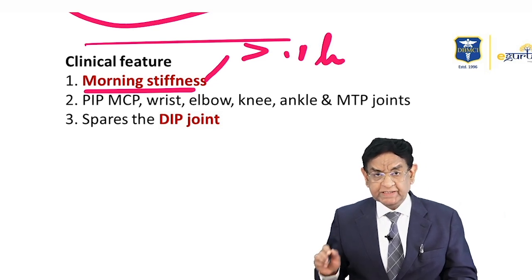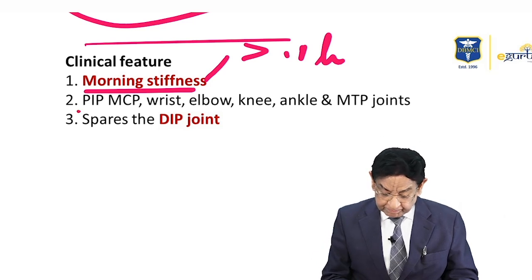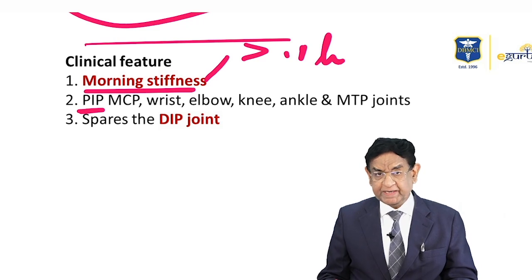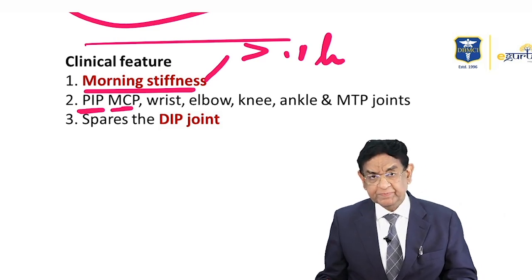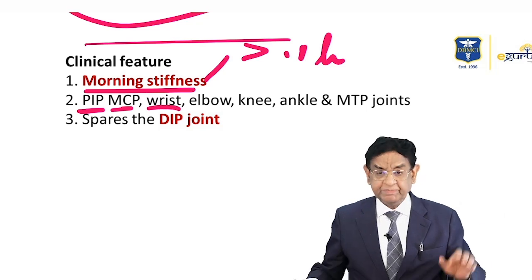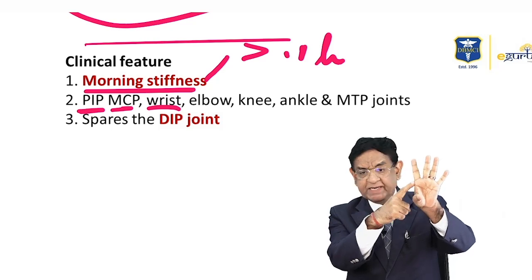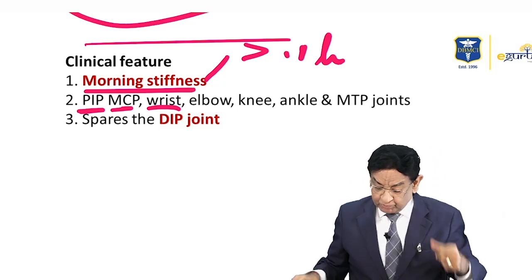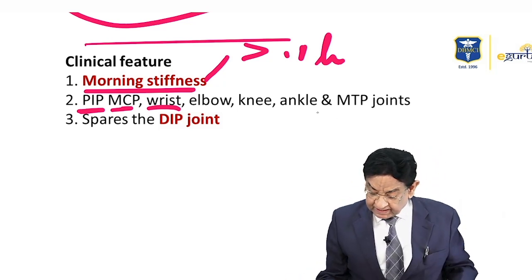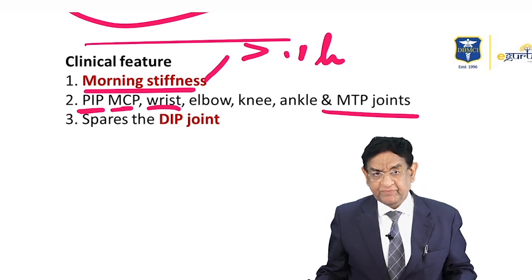What are the joints which are involved in a case of rheumatoid arthritis? They involve the proximal interphalangeal joint, PIP, the metacarpophalangeal joint, and the wrist joint. That means if I have to show you, this is the PIP, this is the metacarpophalangeal joint, this is the wrist joint, and then the elbow joint, knee, ankle and the metatarsophalangeal joint in the feet.